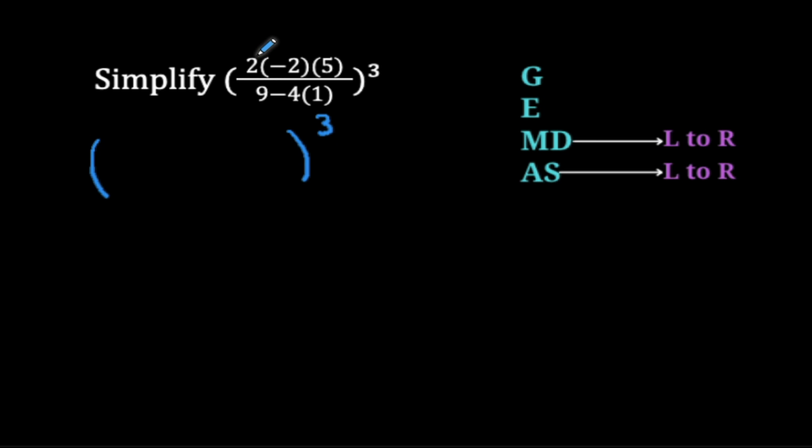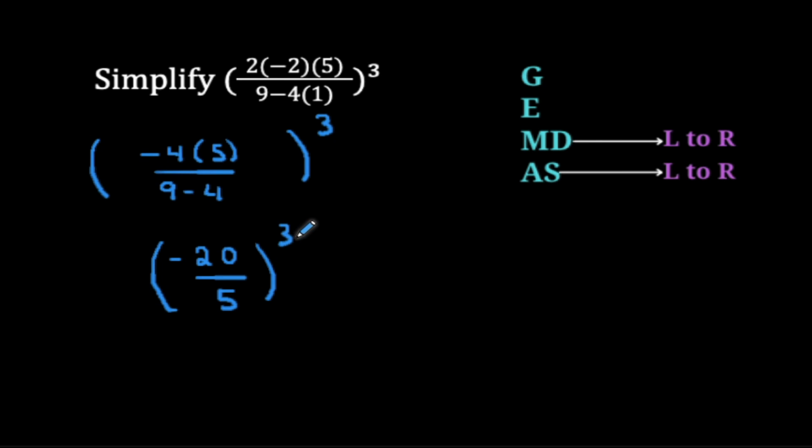Okay, so remember, multiplication is commutative, so it doesn't matter in which order that you multiply. So I'll just take and multiply 2 times negative 2, which is negative 4, times 5. And this is over 9 minus, and that 4 times 1 is simply 4. All right, so let's go ahead and perform negative 4 times 5, which is negative 20, over 9 minus 4, which is 5. And this is raised to the third power.